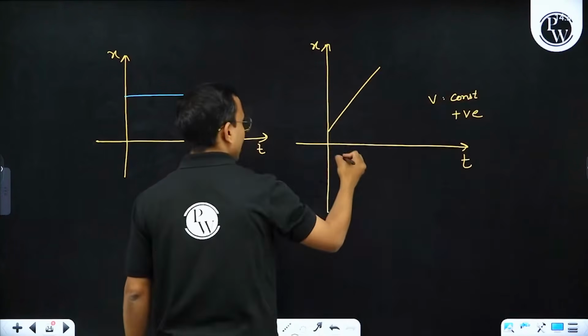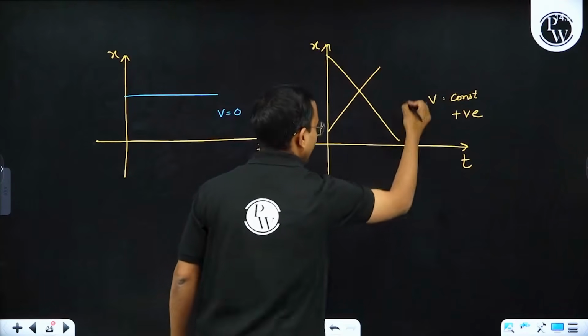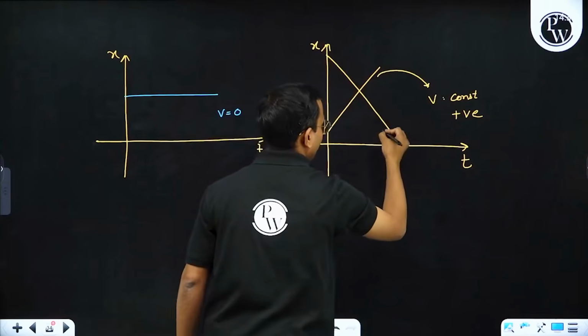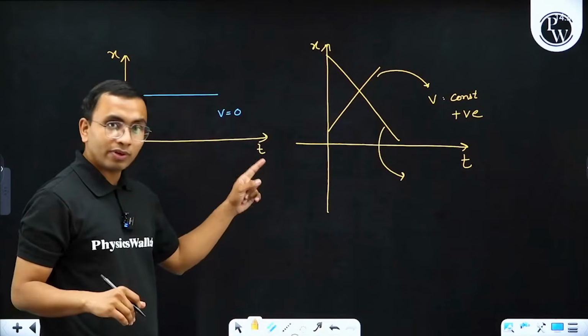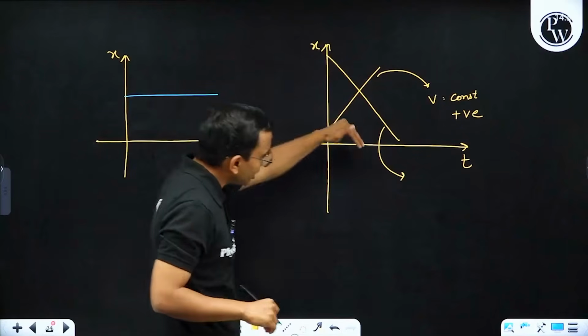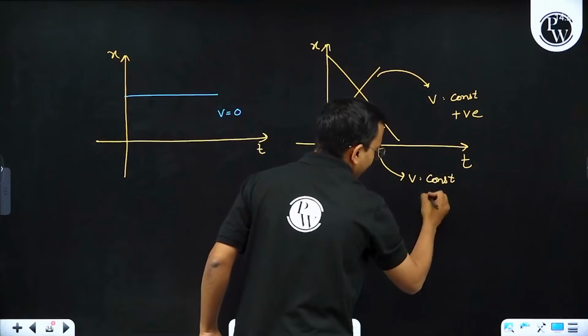On the other hand, let us take the position-time curve maybe like this. For this particular case, the velocity is constant since it's a straight line, but the slope is negative. So here the velocity is constant, but it is negative.